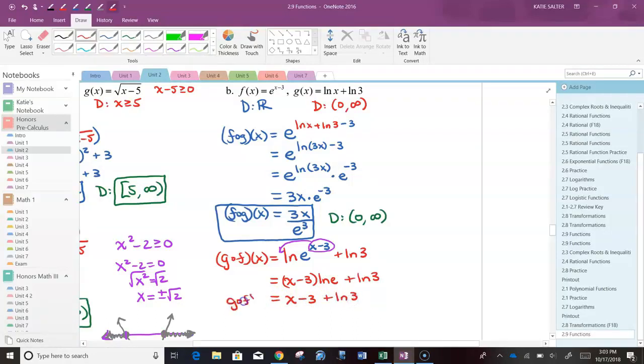Again, in this case, we've ended up with just a linear equation because negative 3 plus the natural log of 3 is just a number, as ugly as this may be. And since the inner function had a domain of all real numbers, and our new function hasn't created any restrictions on the domain, the domain of this function, g of f of x, is going to be all real numbers.